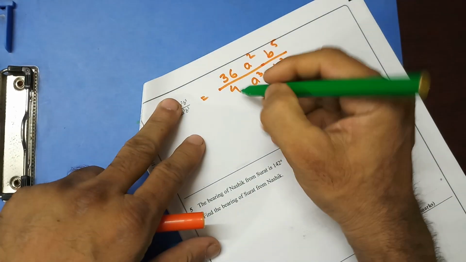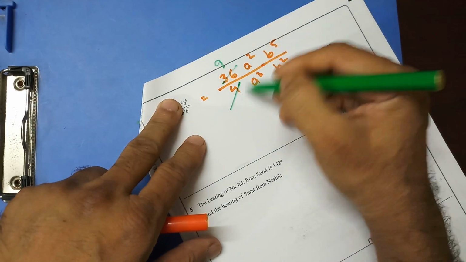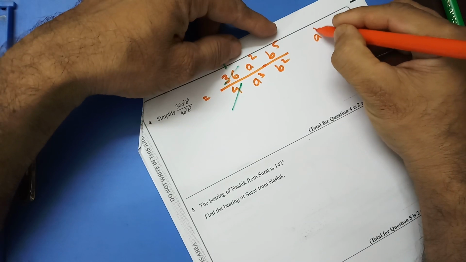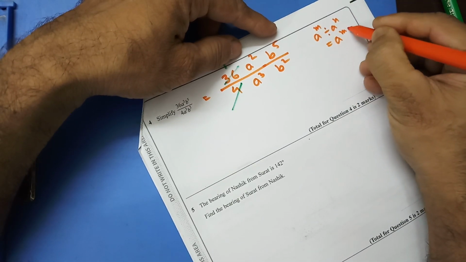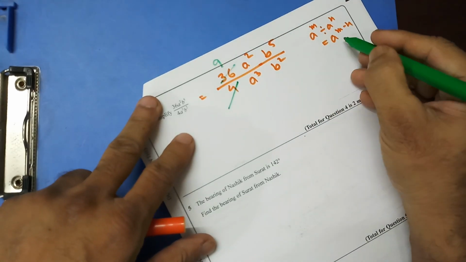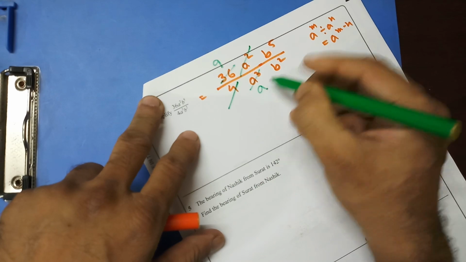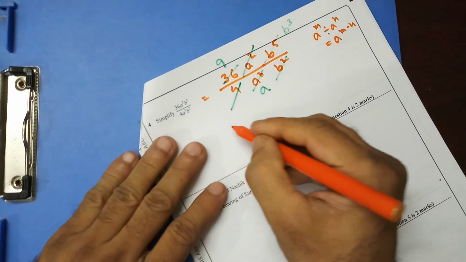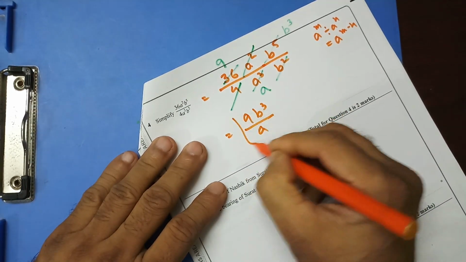Now this thing, 4 nines are 36, and I can cross this out. I hope you know this formula: a to the power m divided by a to the power n, the powers get subtracted. So I can do that, or I can cut this and put a over here, and I cut this and b to the power cubed. So the final answer would be 9b cubed a. So that's my final answer.